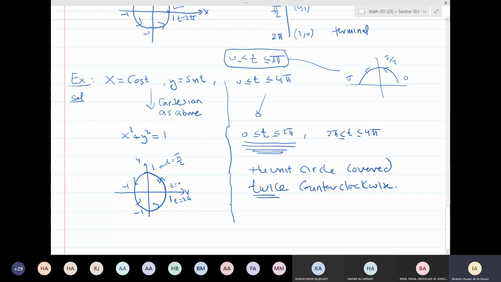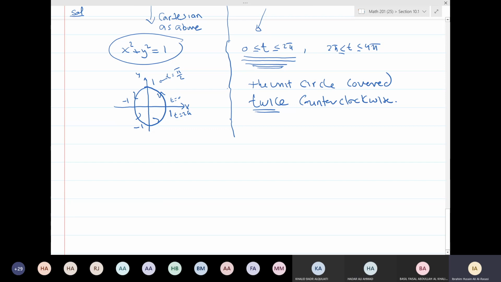In other words, sometimes when you change the interval you will get the unit circle. But will I get the full unit circle or part of the unit circle? If it is the full, am I covering it once or more? All of this will be decided by the interval. Okay, let me give you another example.